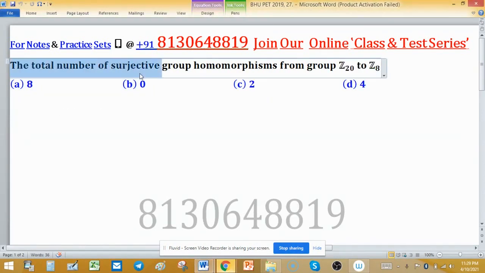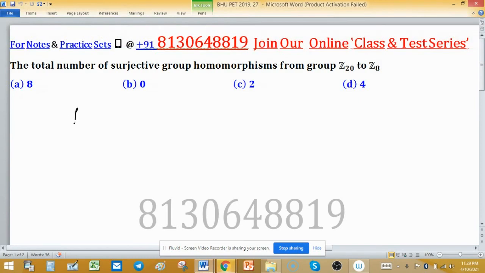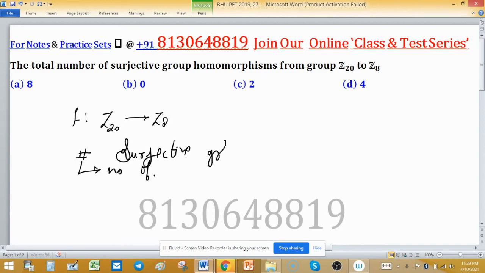The total number of surjective group homomorphisms from the group Z20 to Z8. We know that if F is a group homomorphism from Z20 to Z8, then we are seeking the number, which we normally denote by the H symbol, of surjective group homomorphisms. We are seeking this one.